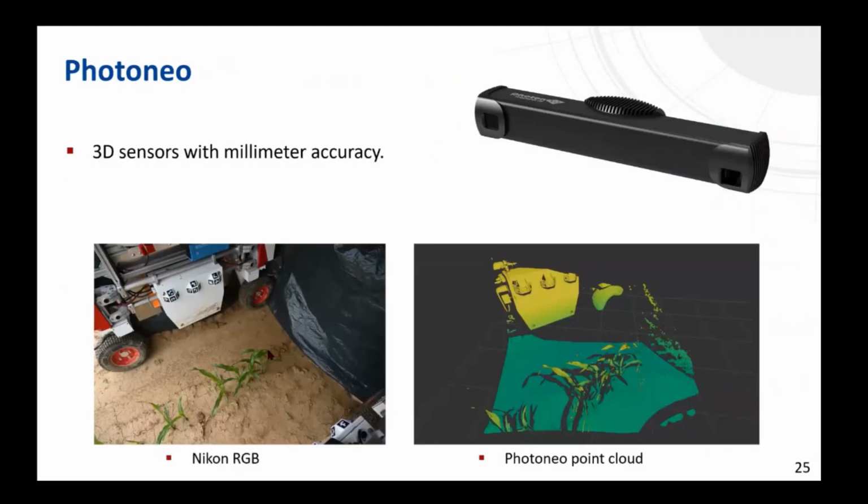So here you see some data that we captured in this way. This is just from a single sensor, and we get quite high resolution color images and millimeter accuracy 3D measurements of the plants. But you see also, of course, that there are shadowing effects and occlusions happening.